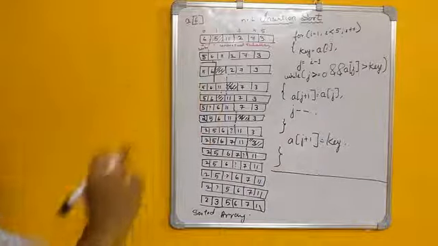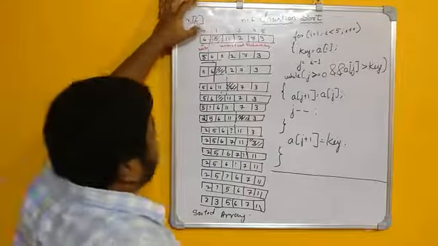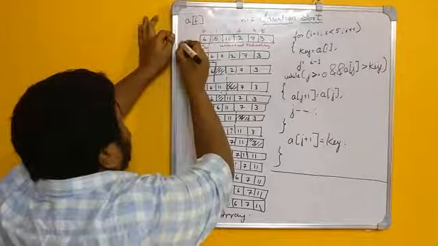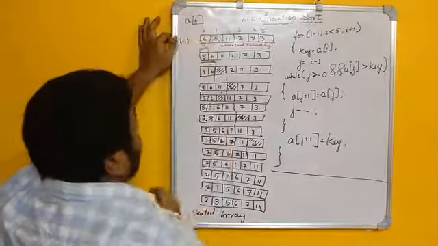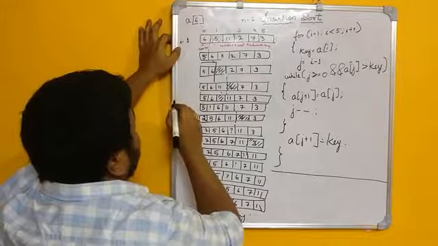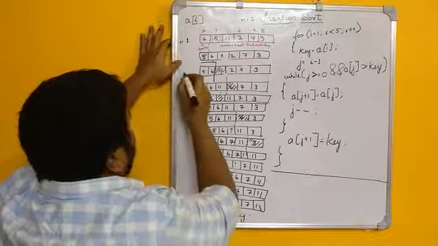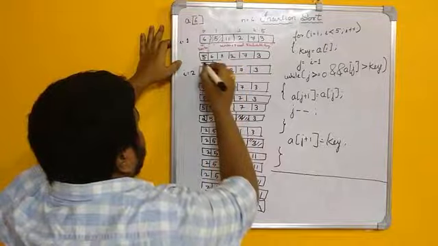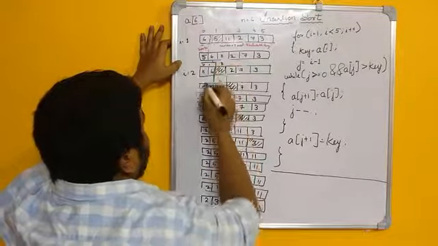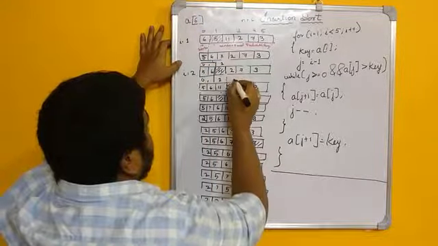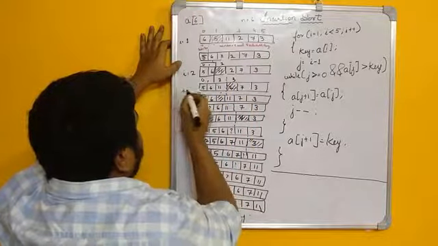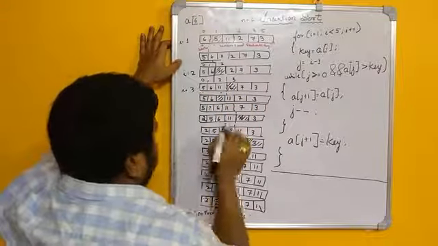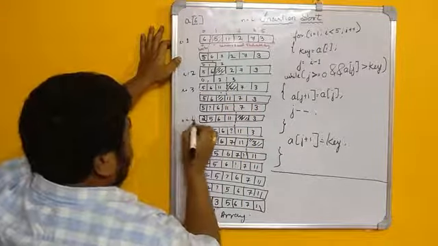First we will see from the first step only. Here i is equal to 1. Here i is equal to 2. See, 0 1 2, 0 1 2 3. Here i is equal to 3. Okay, here i is equal to 4.